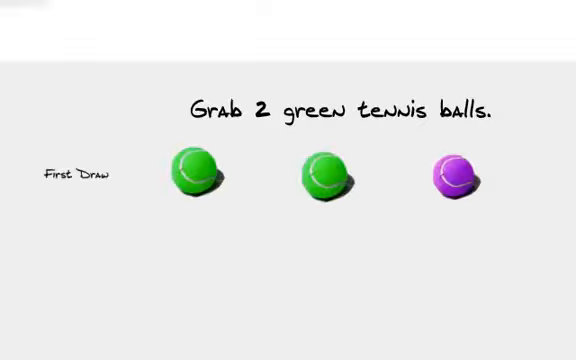So let's do that. Let's try our first one. First experiment we're going to do is we're going to grab two green tennis balls. That's what we want to happen, okay? Now, let's see what actually could happen. Well, if we put all of these in a bag, we have three tennis balls, two green, one purple.